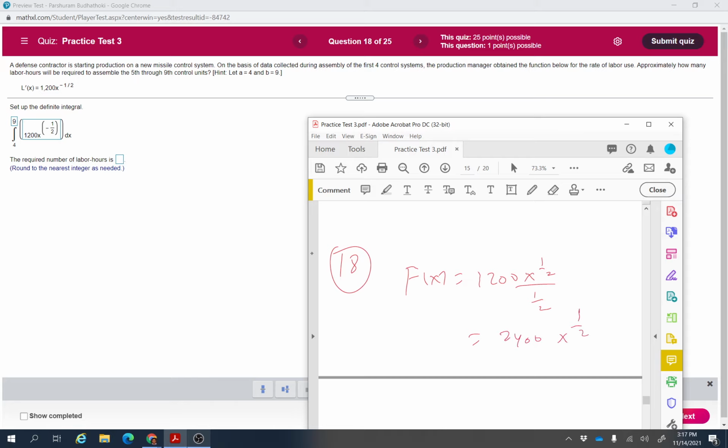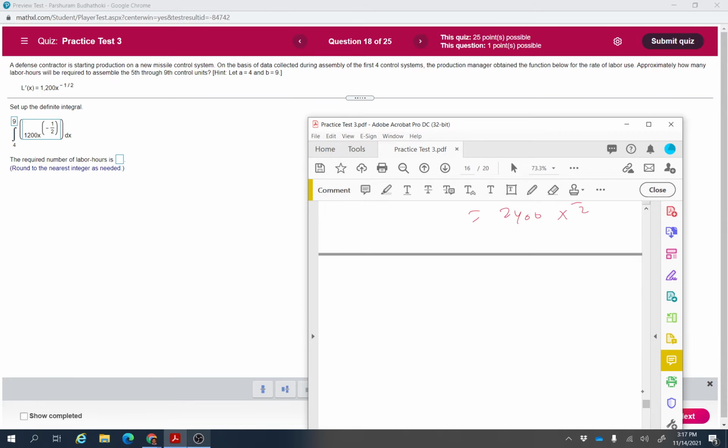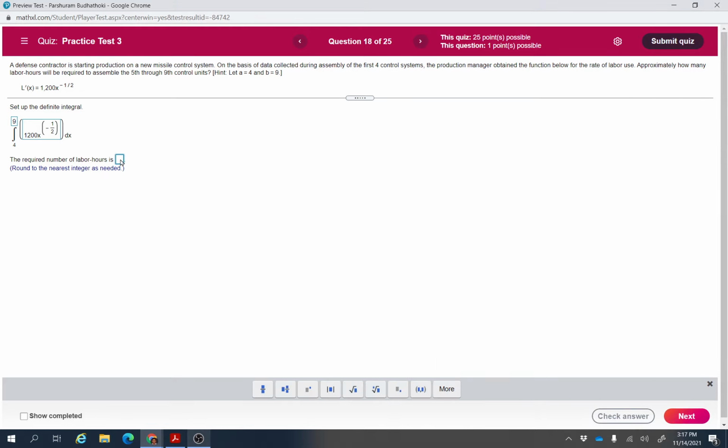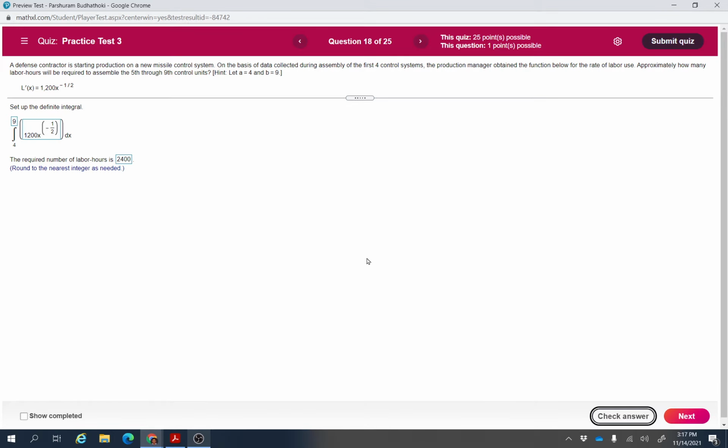So we need to use the fundamental theorem. We need to find F of 9 minus F of 4, which is 2400 times 9 to the power half, the square root of 9, minus 2400 times 4 to the power half. The square root of 9 is 3 minus the square root of 4, which is 2, so it's eventually 2400 labor hours. So if we just use 2400 here, that will give us the right answer.